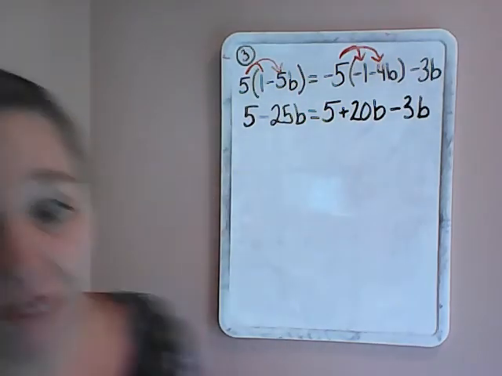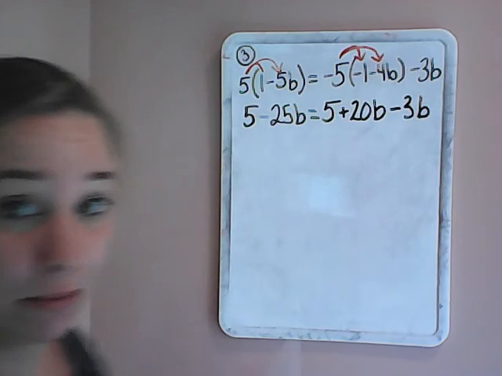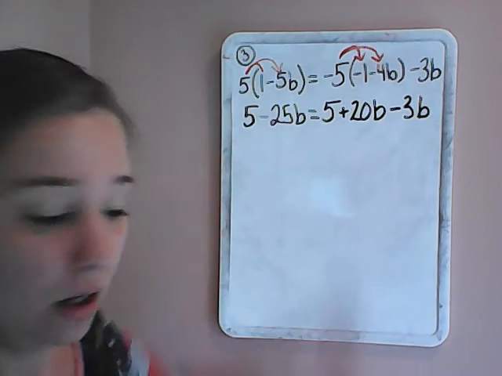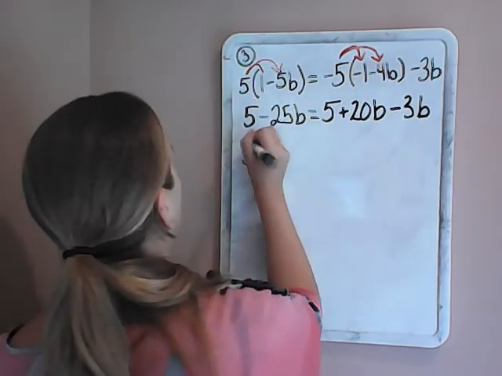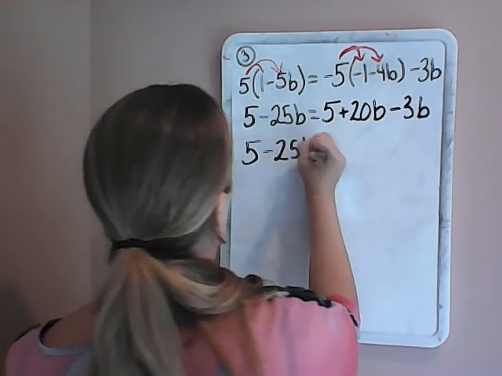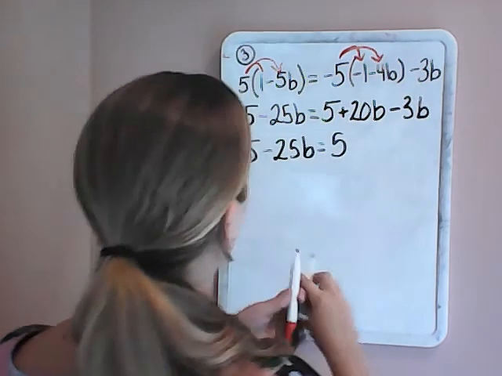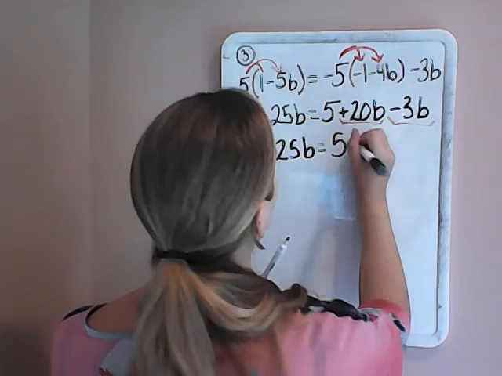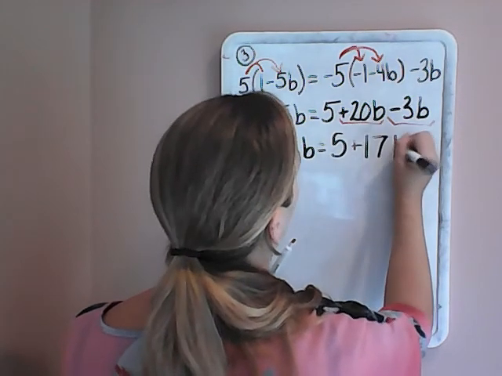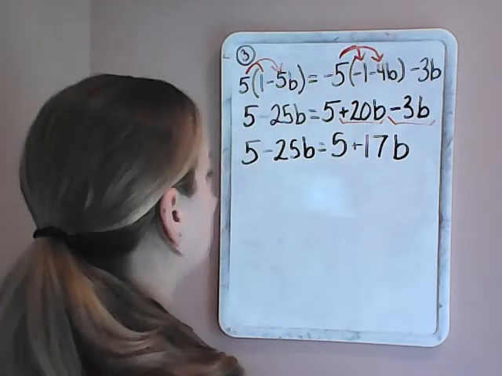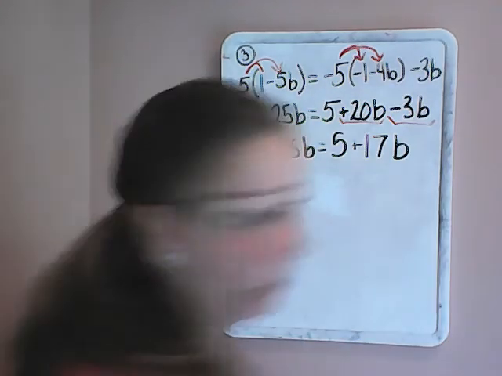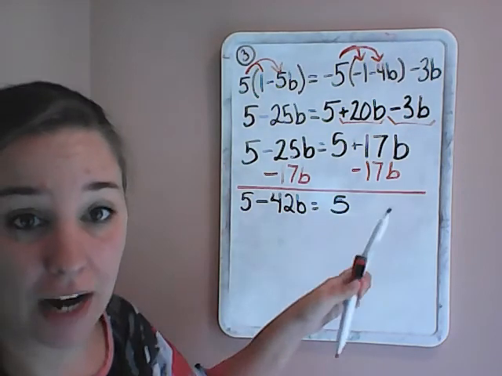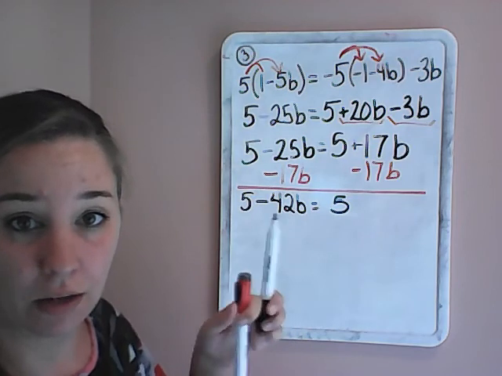Cool. Now I'm finding myself in a place where I must combine like terms. I don't have any like terms over here, but I have 2 b terms over here. So I'm just going to rewrite this here, the left. And that equals 5. Now, positive 20b minus 3b is a positive 17b. All right, now let's get the variables to the left. Let's see what you can do. Is this what you have? You should have subtracted 17b and got a negative 42b over here.